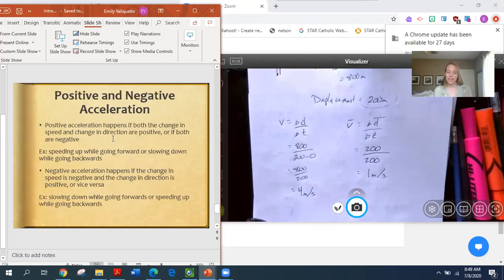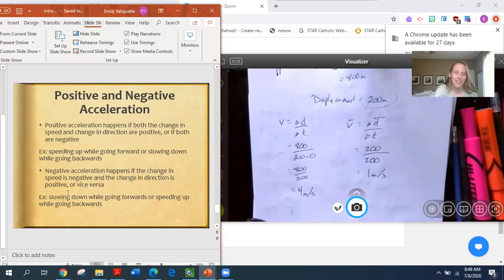And that is because positive and negative acceleration is so important. For us this year, because we're assuming that all directions are positive, if you have a positive acceleration, it means that your object is speeding up. If you have a negative acceleration, it means that your object is slowing down.